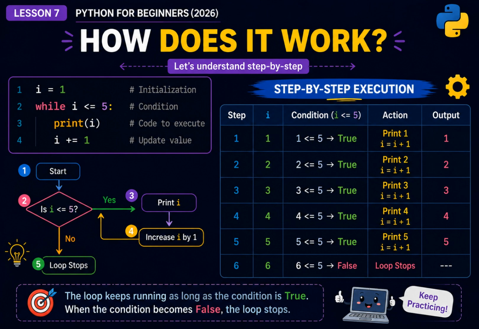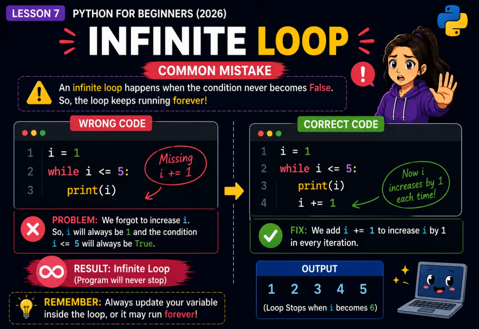Next, understanding the infinite loop. Now let's look at a common mistake. Here we forget to increase the value of i. Since i never changes, the condition is always true. So Python keeps printing forever. This is called an infinite loop. Always remember to update your variable inside the while loop.